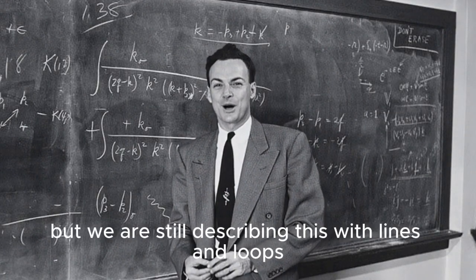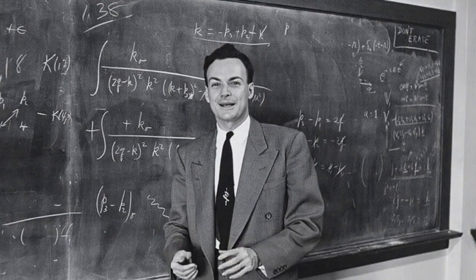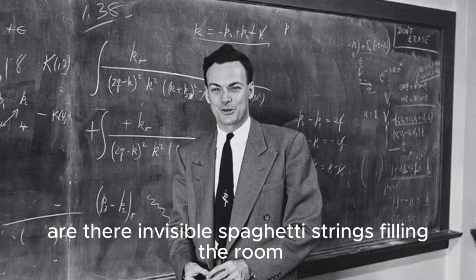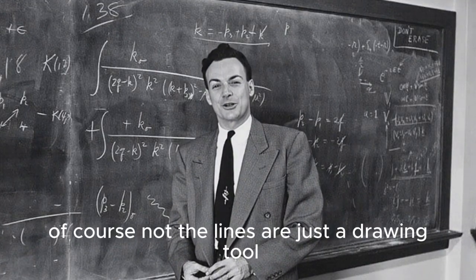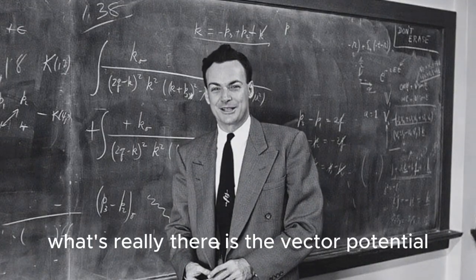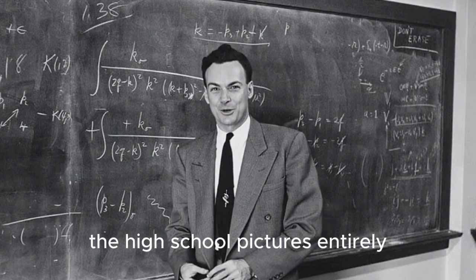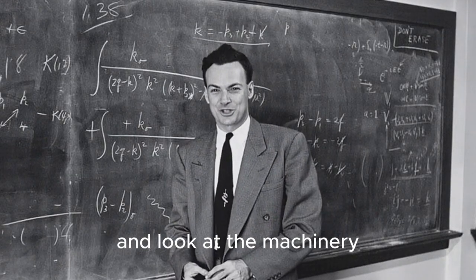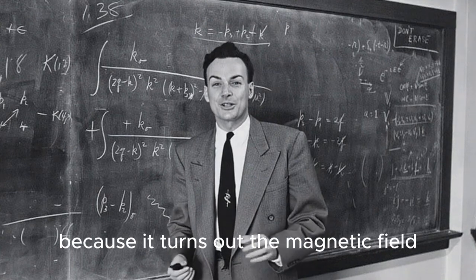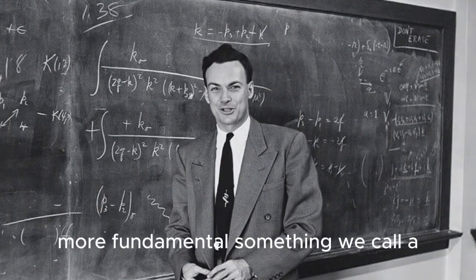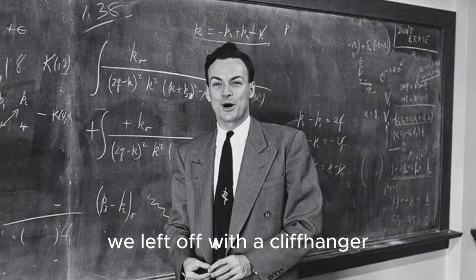But we are still describing this with lines and loops. Is that what's really there? Are there invisible spaghetti strings filling the room? Of course not. The lines are just a drawing tool. What's really there is the vector potential. And this is where we have to abandon the high school pictures entirely and look at the machinery under the floorboard, because it turns out the magnetic field B might just be a derivative of something more fundamental, something we call A.